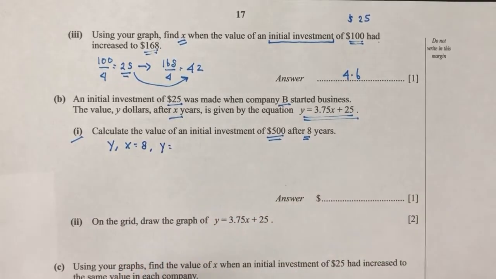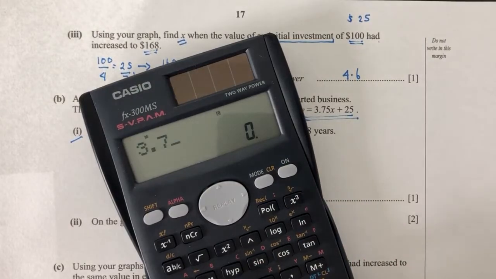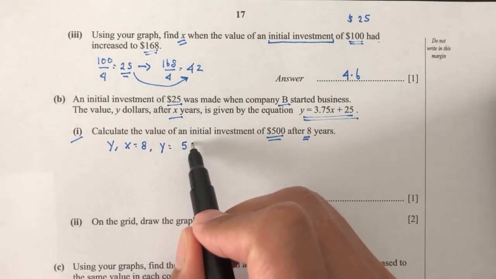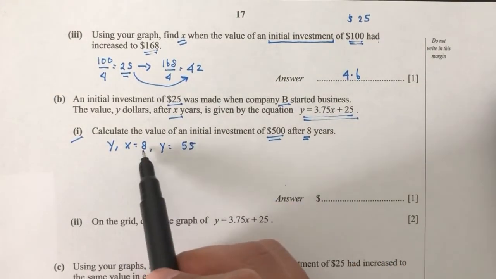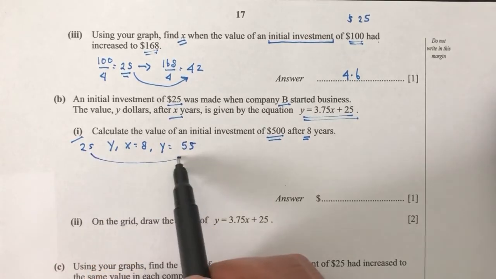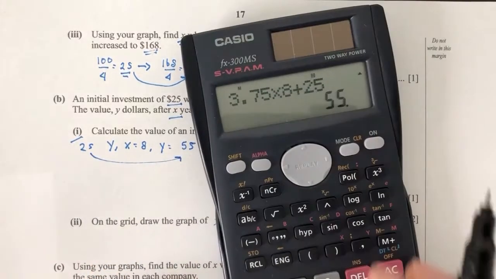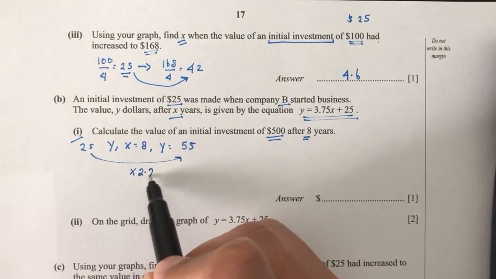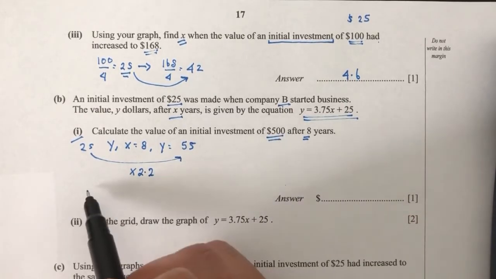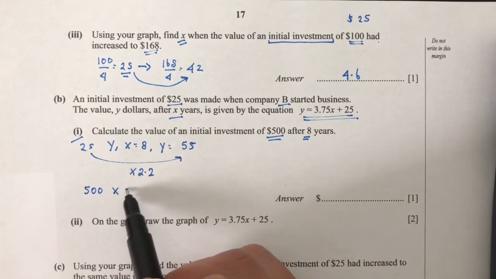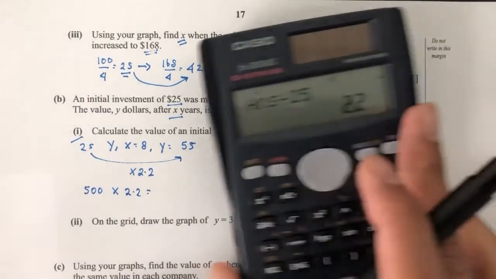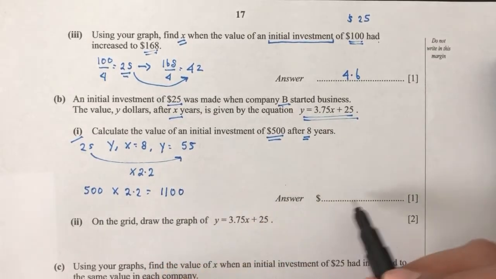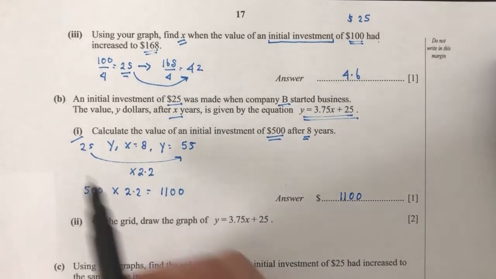So y will be, from this equation, 3.75 times 8 plus 25, that will be 55. It means that if your investment was $25, in 8 years, so 25 to 55 in 8 years, it increased by 2.2 times. So same way, if you had $500, it would increase by 2.2 times in 8 years. So times 500, that will be 1,100. This will be your answer for part 1.